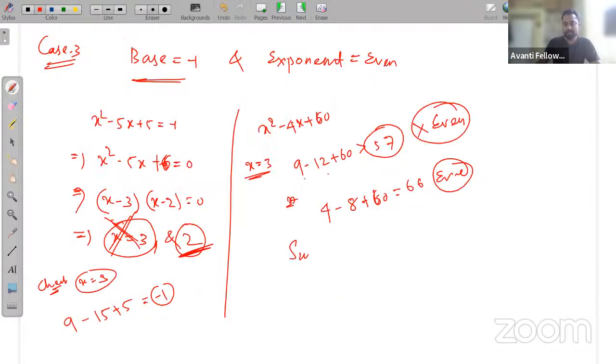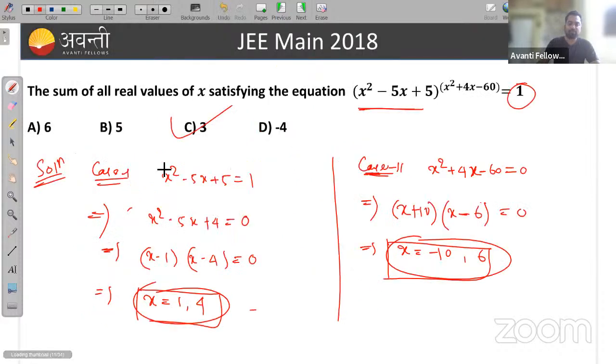So sum is 1, 4, minus 10, 6. 1 plus 4, minus 10, plus 6, plus 2. So this gives you, this will be cancelled, 3. So answer is 3. Correct answer is 3. Option 3 is correct answer.